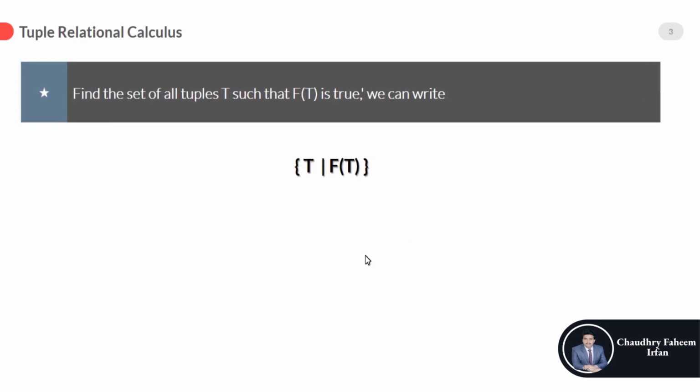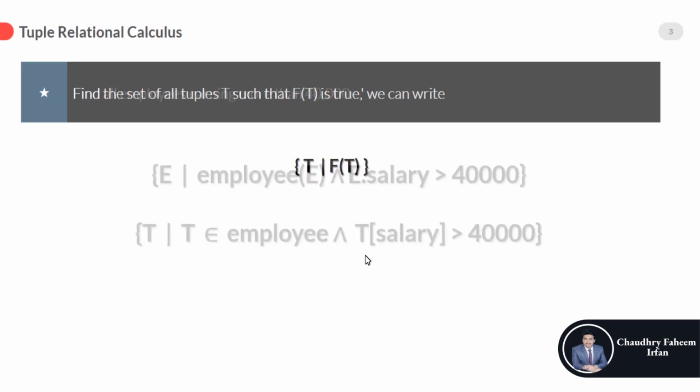Tuple relational calculus example: find the set of all tuples t such that f(t) is true. We can write this like {t | f(t)}. According to this statement, we are going to select all the tuples where f is true. t is a tuple variable, and that is the reason why we call it tuple relational calculus.